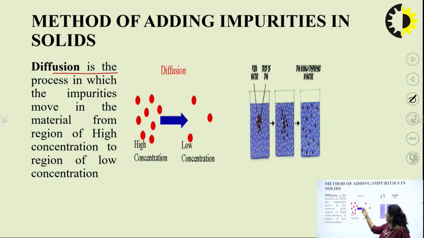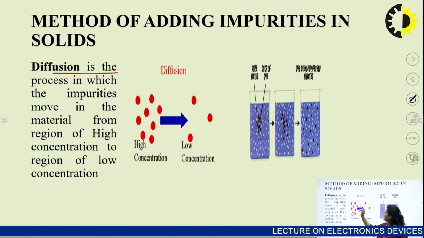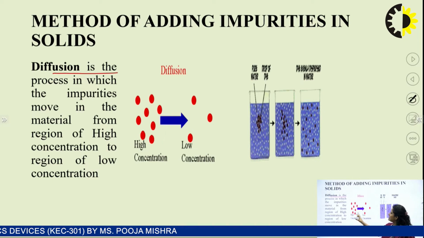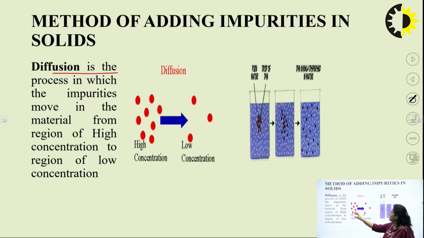So you can see from the figure what diffusion is. There is a high concentration of atoms on the left side and a low concentration of atoms on the right side. So the impurities will move from high concentration to low concentration. This is called diffusion.